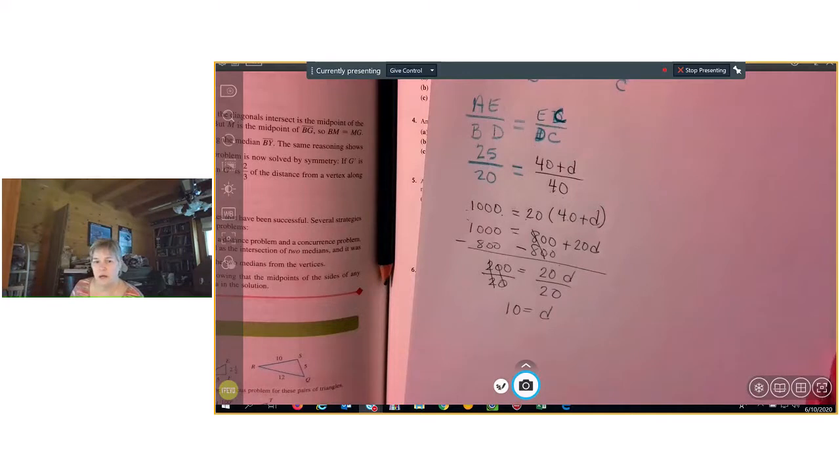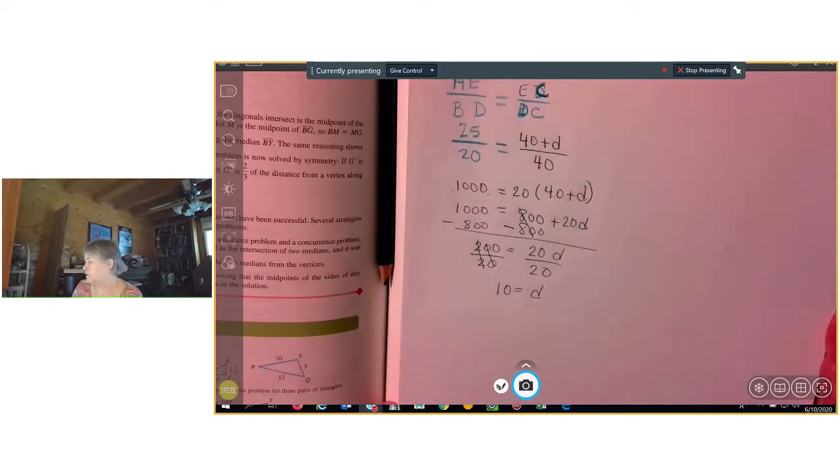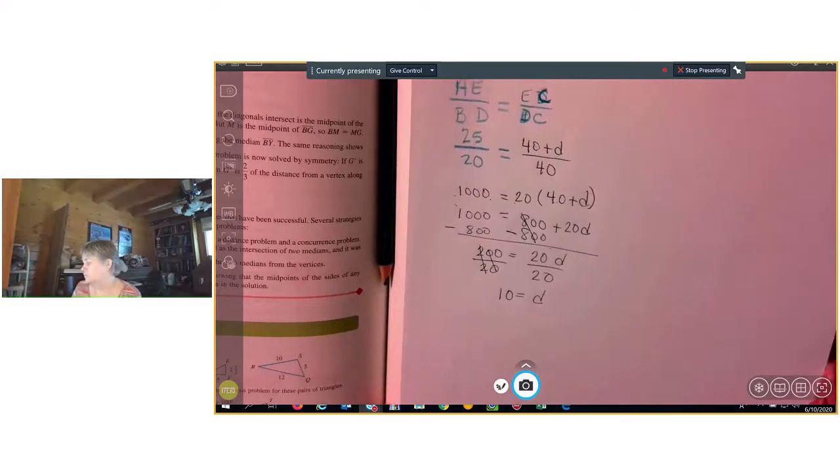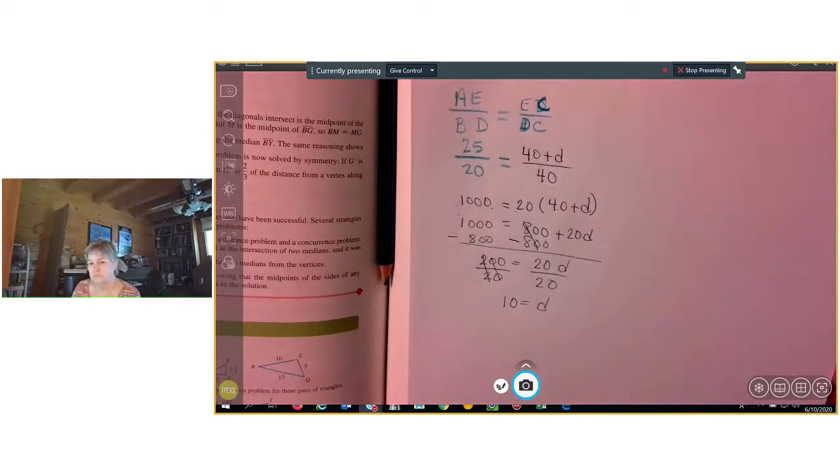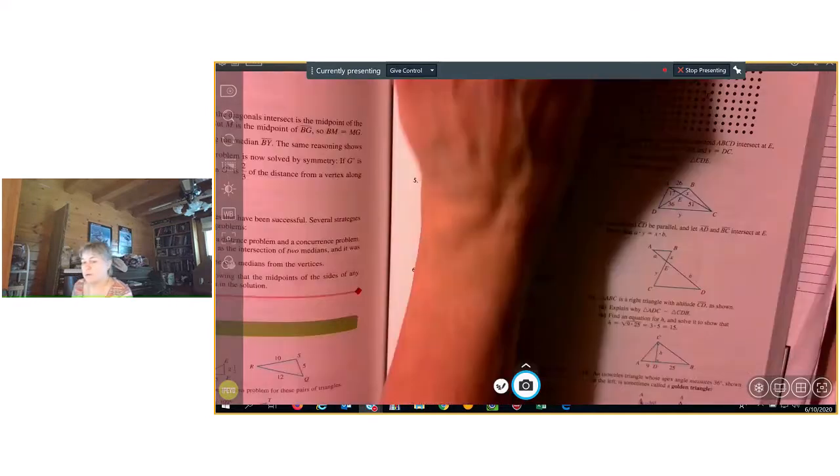So any questions about how to do this type of problem? Are there any questions that y'all have about homework?